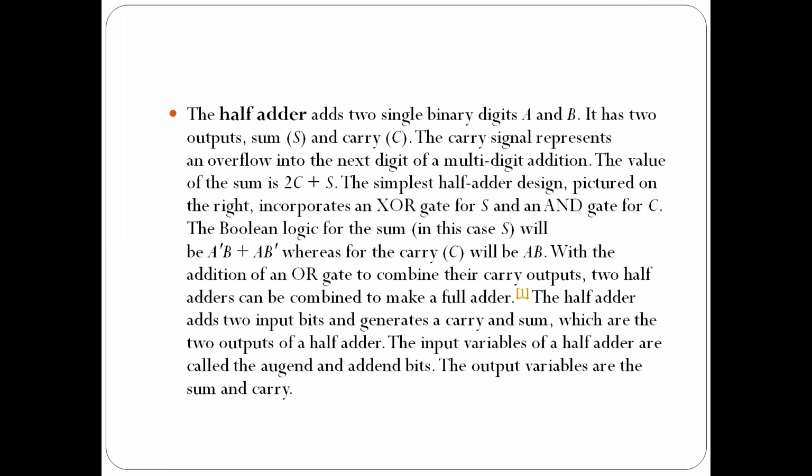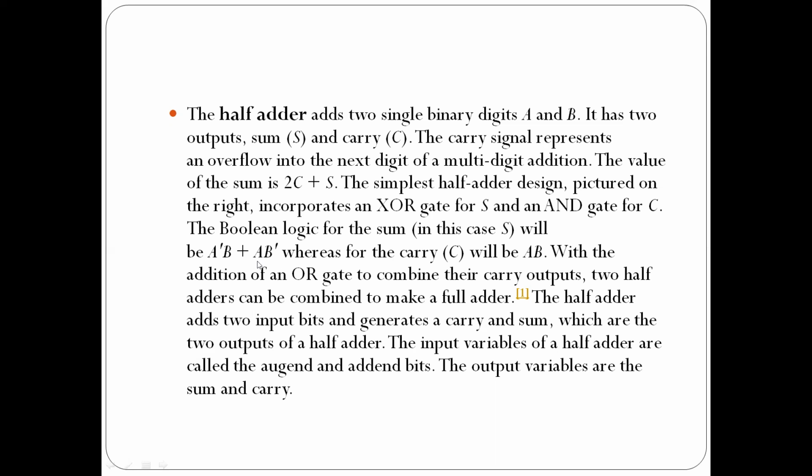So carry signal represents overflow into the next digits of a multi-digit addition. So the value of the sum is 2C plus S, right? The simplest half adder design, pictured on the right, incorporates an XOR gate for S, that is sum, and an AND gate for C, that is carry. So the Boolean logic for this sum will be A bar B plus A B bar, right?